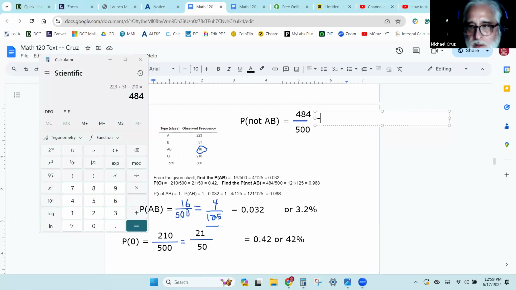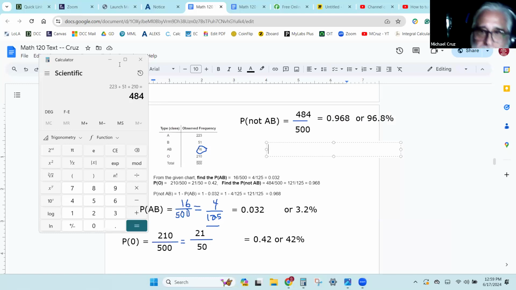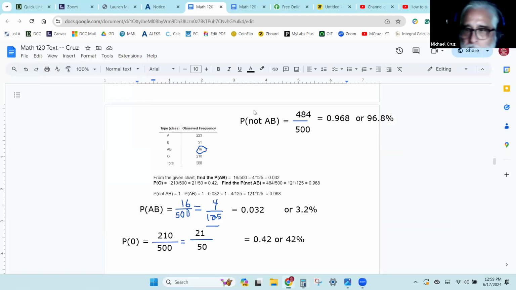And that's actually 0.968, or 96.8%. All right. But let's say I want to use the complement rule to get this.